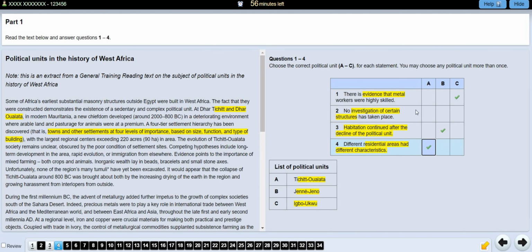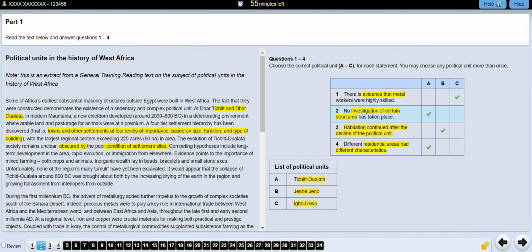Yes. Okay, so what is left? No investigation of certain structures has taken place. The evolution of Tichitt society remains unclear, obscured by the poor sites. Obscured means it is hidden, and no investigation was taken of the poor sites. Could be A. Evidence points to the importance of mixed farming? No, so it was obscured by the poor sites. So evidence was hidden, no investigation was carried out, and society remains unclear, hidden somewhere.